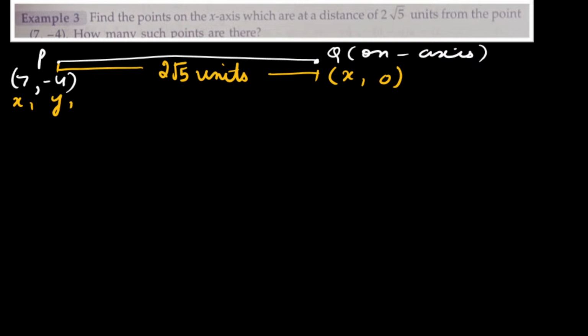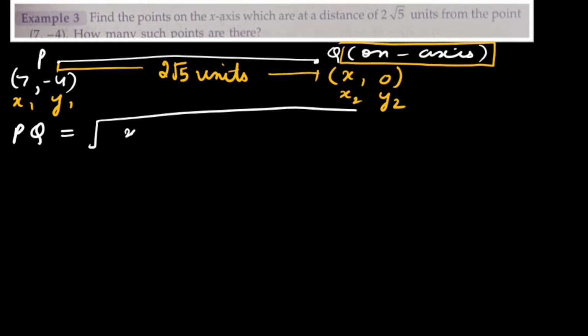So I can write P point's coordinates as x1, y1 and Q point's as x2, y2. This is actually the same question which we did previously, like question number 2. Only thing, here they have used the wording on x-axis. So accordingly we have to write x comma 0 as the coordinates of point Q. Now in the same way we have to use the distance formula. The distance of these 2 points I can write as PQ equals square root of x2 minus x1 whole square plus y2 minus y1 whole square.